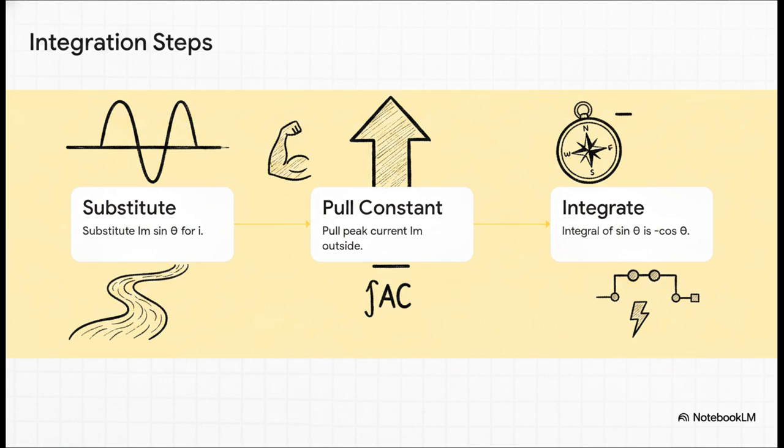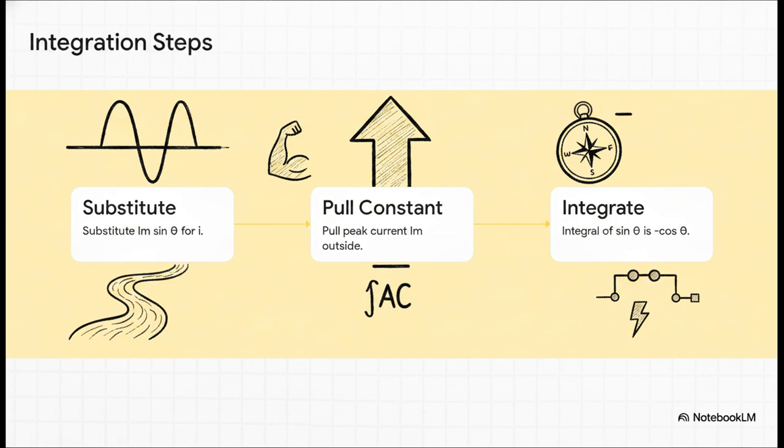Step 1, we substitute our definition of i into the integral. So we get 1 over pi times the integral from 0 to pi of I sub m sine theta d theta. Now for step 2. Remember, I sub m is just our maximum current. It's a constant peak, so we can just pull that constant straight out to the front of the integral. This drastically simplifies things, leaving us with I sub m over pi multiplied by the integral of sine theta d theta. Moving on to step 3, we perform the actual integration.